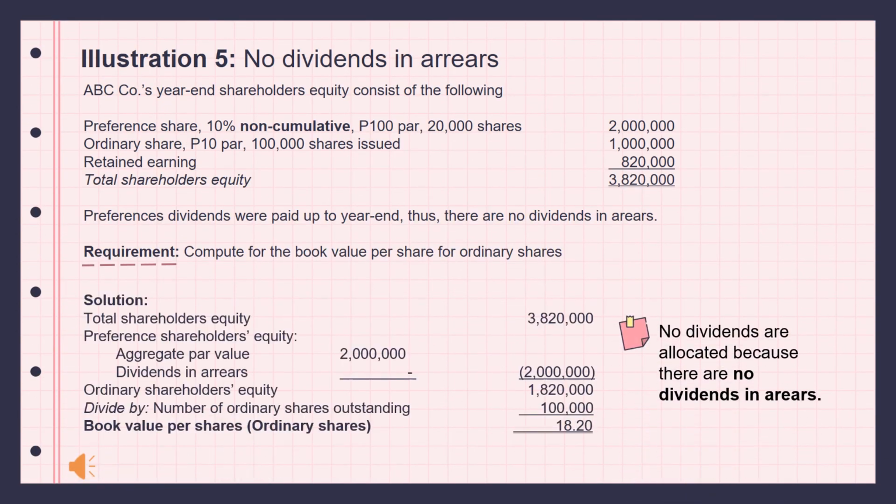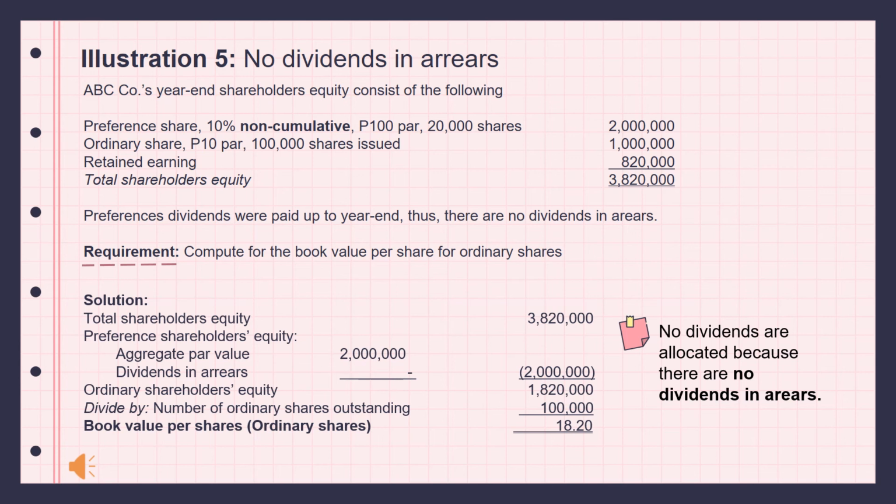Illustration number 5, no dividends in arrear. So parehas lang sila ng problem sa mga nauna. Preference shares 10% non-cumulative. So again, kapag non-cumulative, yung current year lang kukunin sa dividends. Pero may additional info dito na preference dividends were paid up to year-end, thus there are no dividends in arrear. So paano makukuha yung book value per share for ordinary shares kapag walang dividend in arrears?